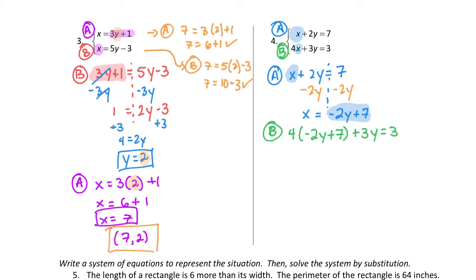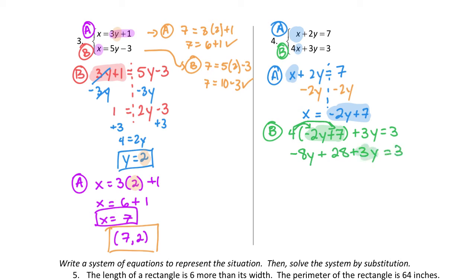So you can see what I've done. I took this x and I replaced it with my answer here. I put it into this equation. So this is my substitution. I am going to have to remember to distribute this 4 before I can solve anything. So we get negative 8y plus 28 plus 3y equals 3.